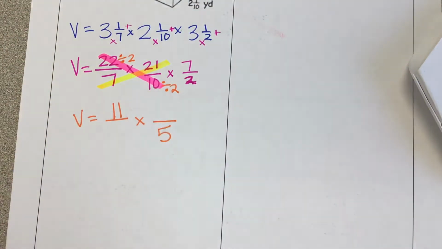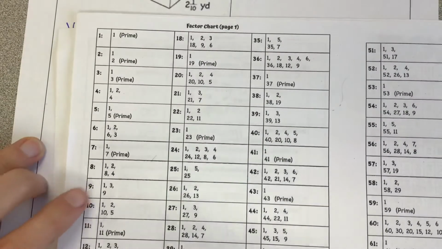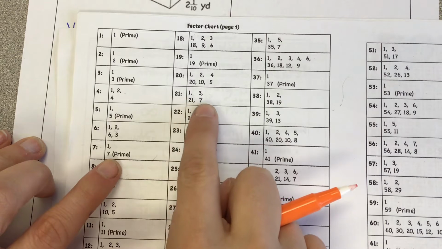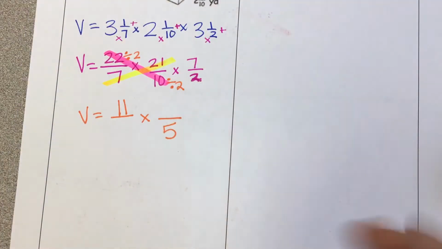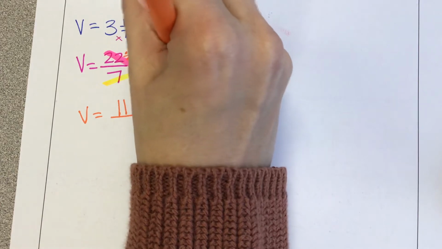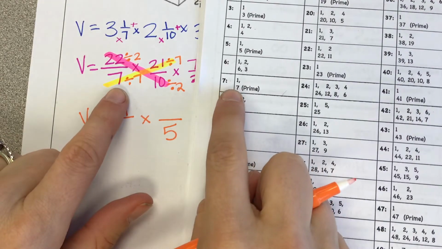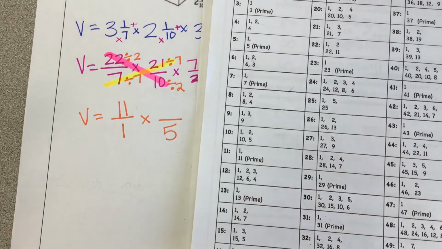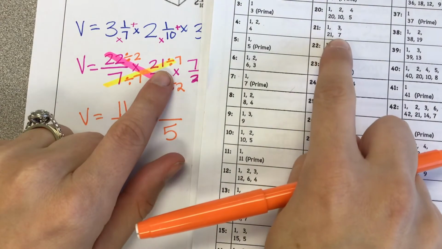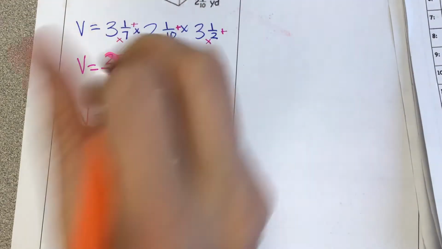Now I'm going to look at my other diagonal, 7 and 21. So 21 and 7 both divide by 7. And maybe you know it by heart, but if not, 7 divided by 7 matches up with 1. Any number divided by itself is 1. 21 and 7 matches up with 3. So 21 divided by 7 is 3.